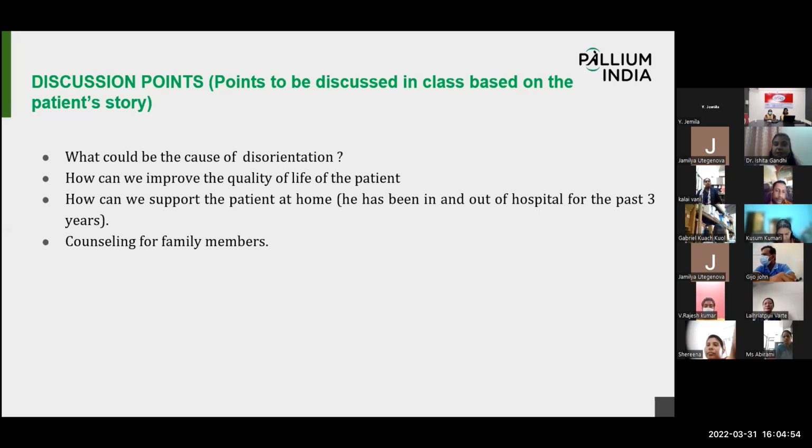Now let's discuss the second point. Everyone told the cause of disorientation. We also discussed the management of disorientation. How can we improve the quality of life of the patient? What can we do?